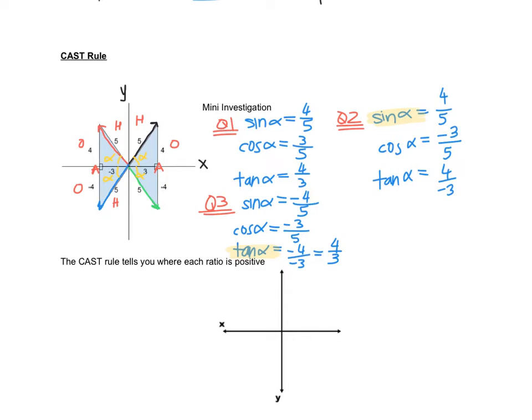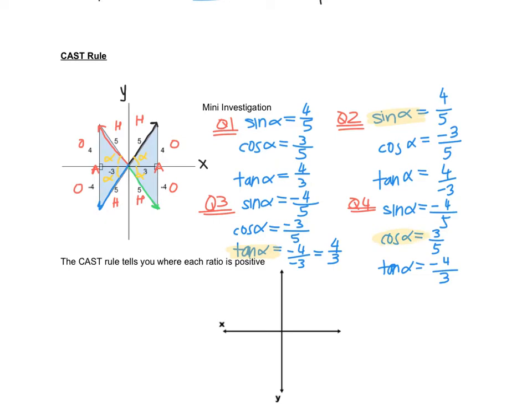And now let's go to quadrant 4 and set up our ratios and make one final observation. So here from alpha, -4 is opposite, 3 is adjacent, 5 is hypotenuse. So sine alpha, opposite -4, 5 hypotenuse. Cos alpha, adjacent is 3, hypotenuse is 5. And tan alpha, opposite is -4 and adjacent is 3. And if we look in quadrant 4, the only ratio that is positive is cos.